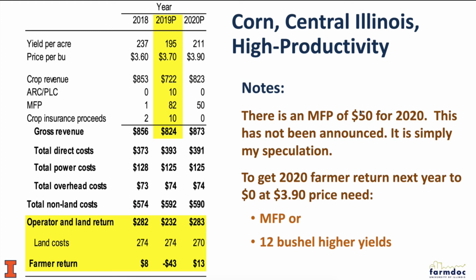So 195 coming down, and again, you can argue with me about whether that's the right yield or not, but it's pretty clear to me that we're looking at lower yields. You'll see in there crop revenue of 722 for 2019. We built in an ARC/PLC payment of $10, and that number will be received in the year 2020. You'll see the 0 there for 2018, which is what we're expecting to receive this fall. $82 of MFP payment. And here's where we're going out on a limb.